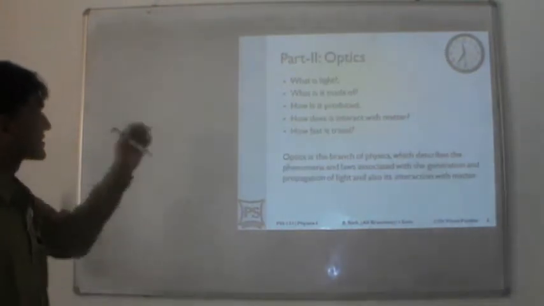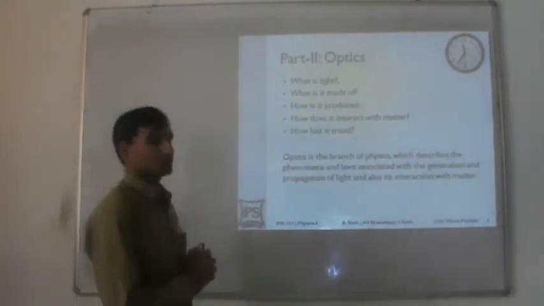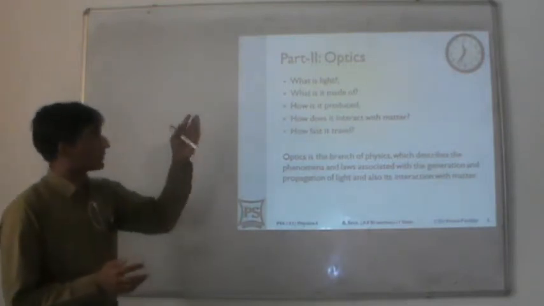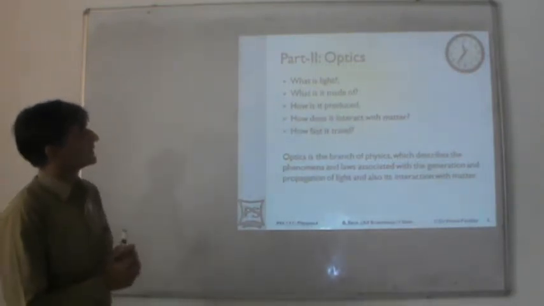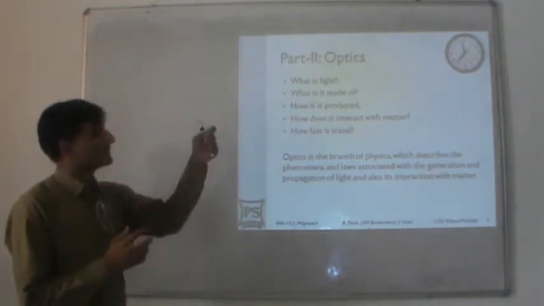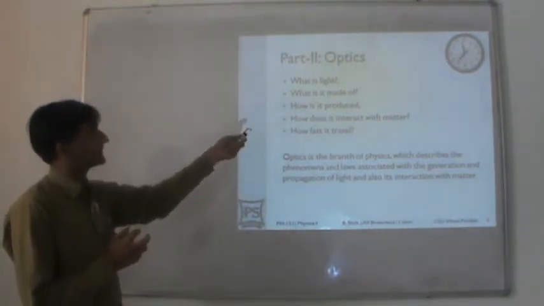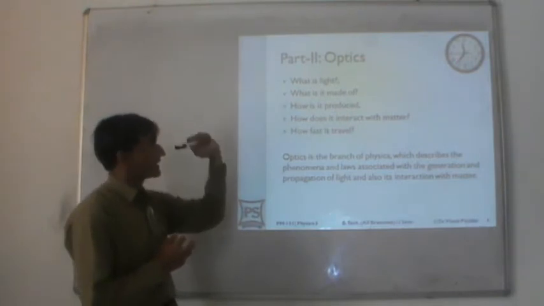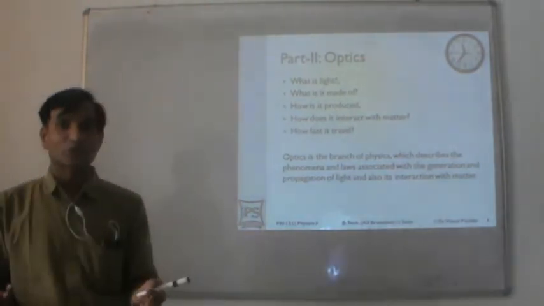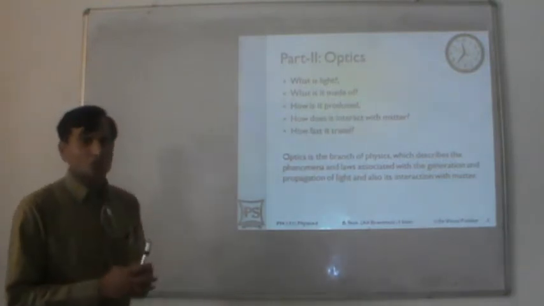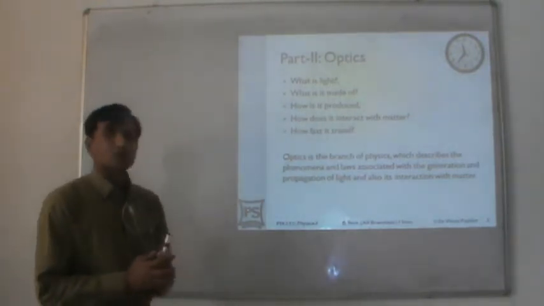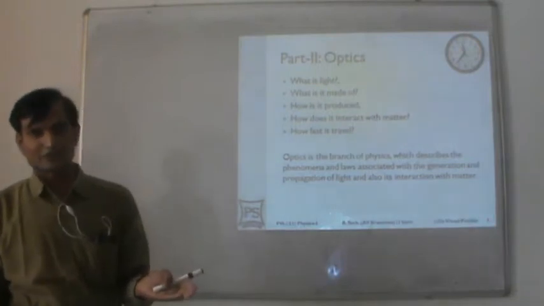Now we formally start the discussion of the second part, which is optics. What is optics all about? When you think about optics, when you think about light, we have many questions. What is light? What is it made of? How is it produced? How does it propagate? What is its velocity? And so on. So optics is a branch where we try to answer all these questions in detail.